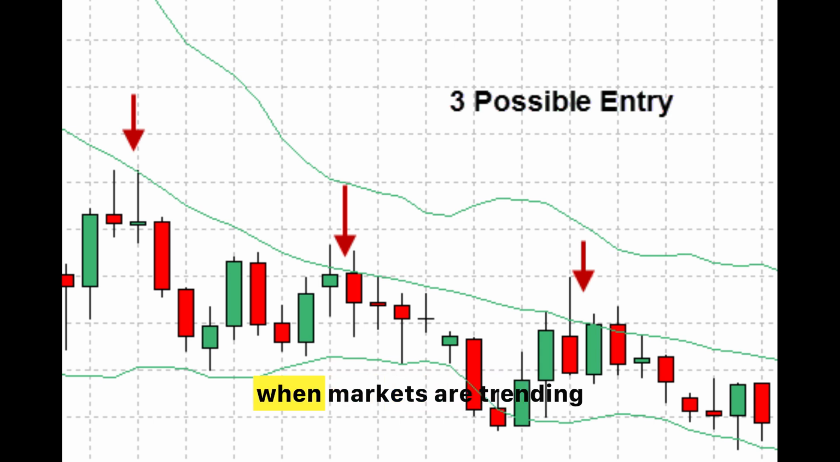Bollinger Bands are best when markets are trending or showing volatility expansions. Avoid entries when bands are extremely wide or directionless. Always risk 1 to 2% per trade and use price action confirmation to avoid fake signals.